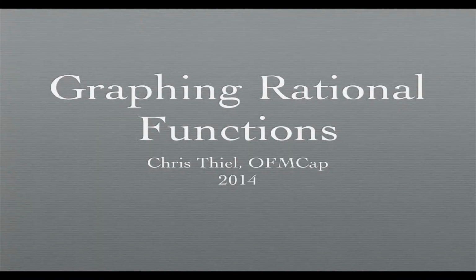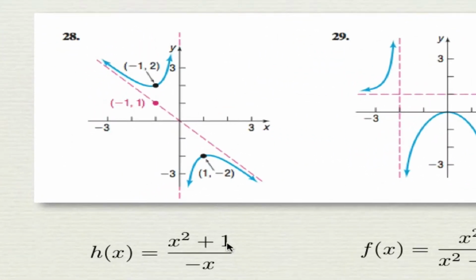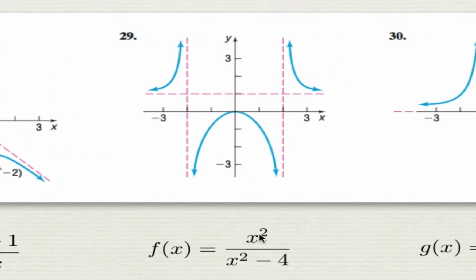Graphing rational functions. A rational function is really a ratio between two polynomials. Here's an example where the polynomial on the top is a higher degree than the bottom, and we notice we get these slant asymptotes. As x gets large, it goes kind of at a diagonal. Here's an example where they match. Second degree over a second degree polynomial, the ratio, we look at the leading coefficients, and it goes to 1.